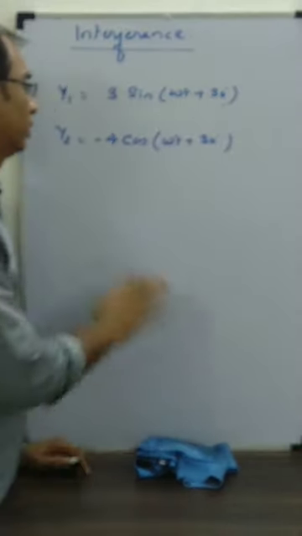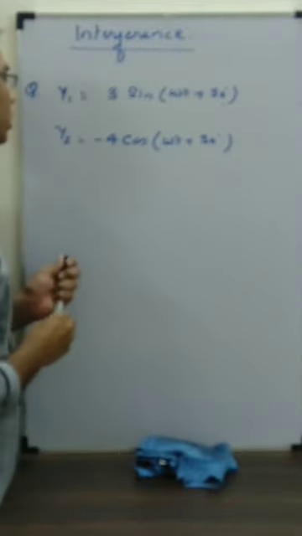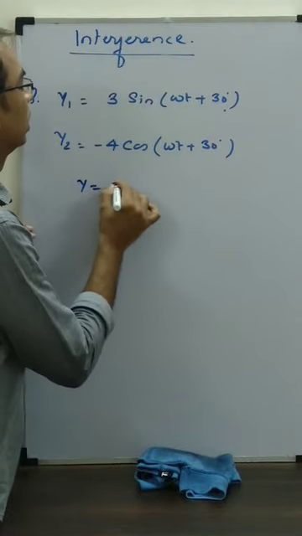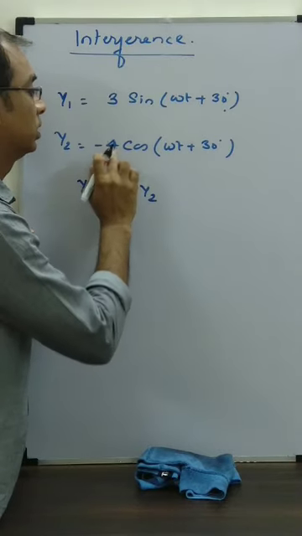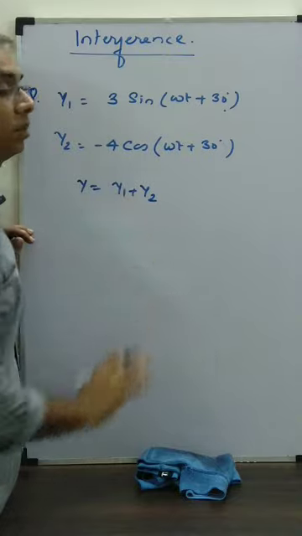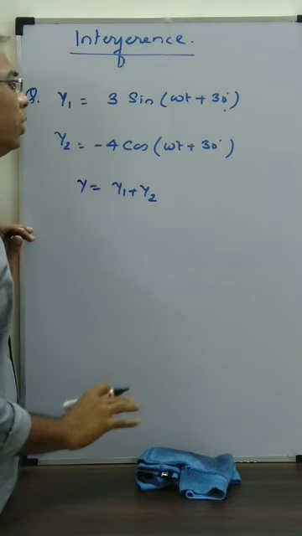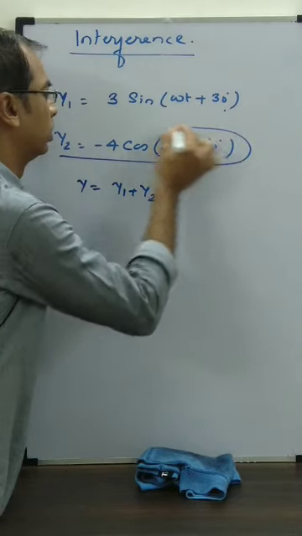And as you know, when we are adding, when we are doing y equal to y1 plus y2, in that one both need to be in sine form and it should be in addition form. Minus should not be there. So how to convert it? We want to convert this alone.